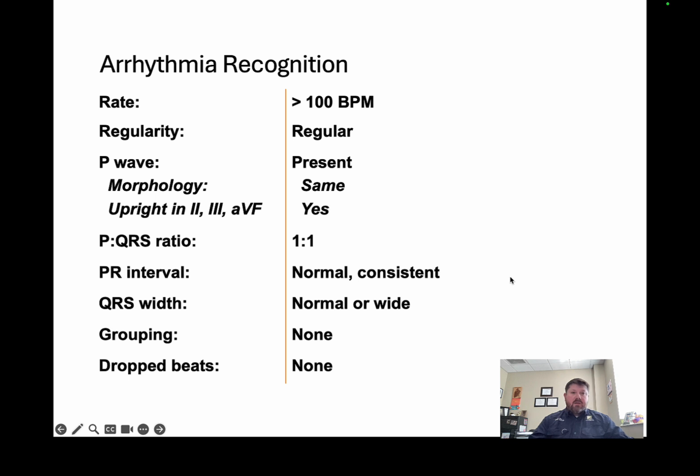This is the same thing that we just mentioned. The P wave morphology should be the same. You should have one P wave to one QRS. You'll have a normal consistent PR interval. QRS width is typically going to be normal, and there won't be any grouping or dropped beats.